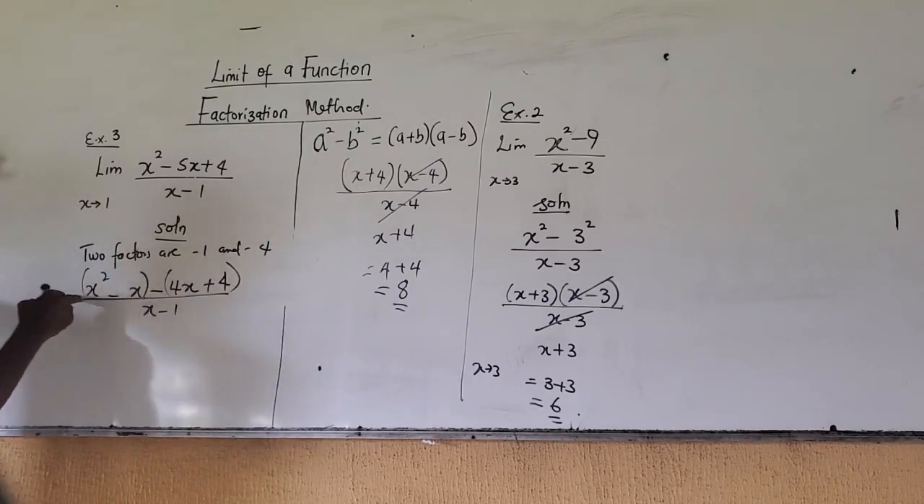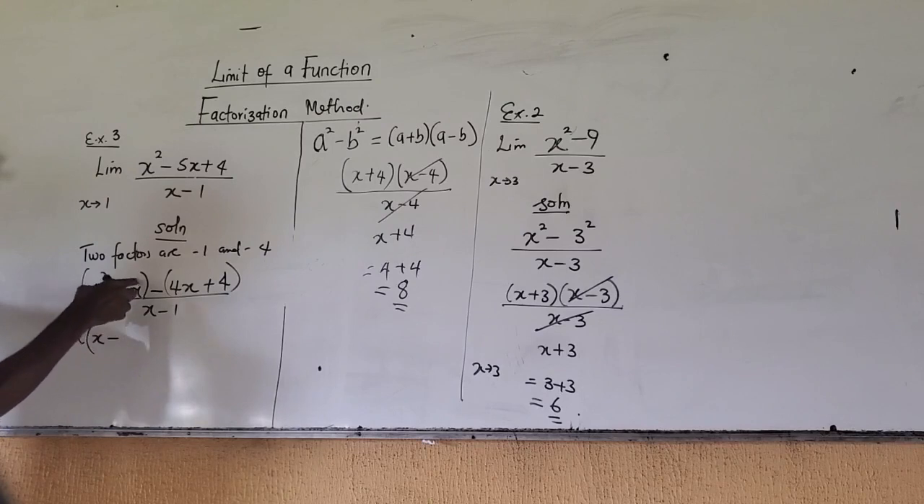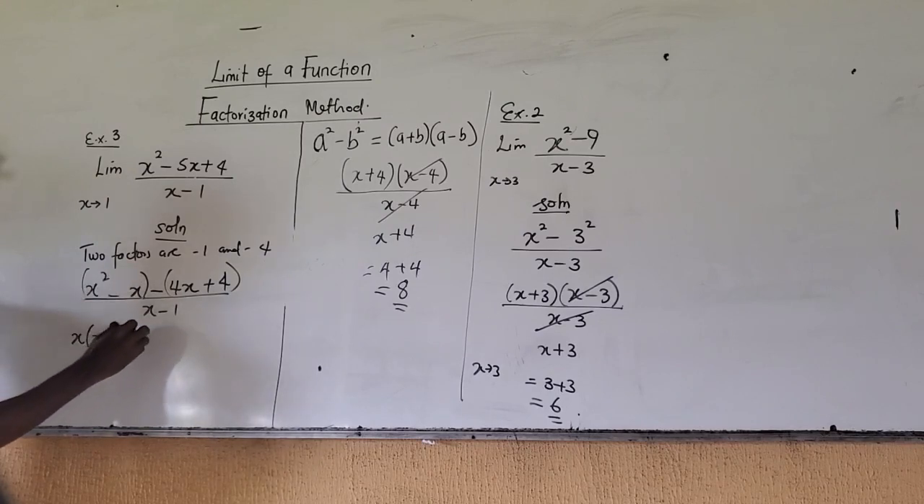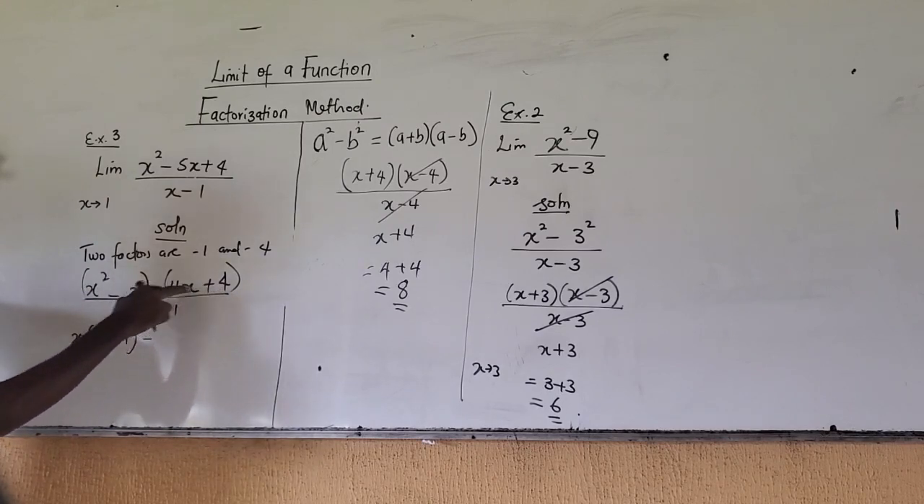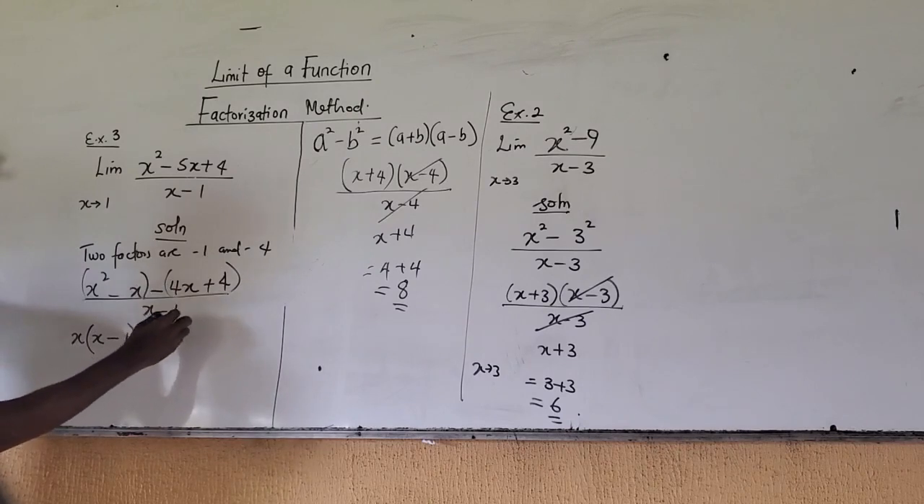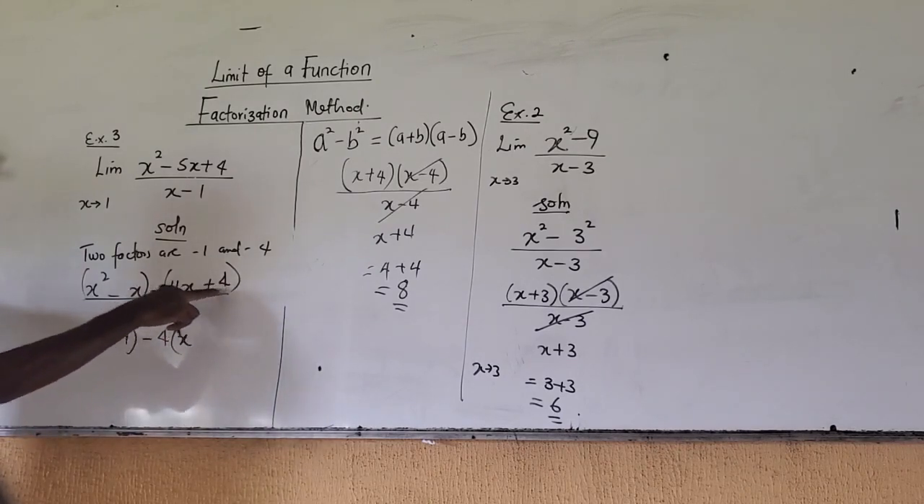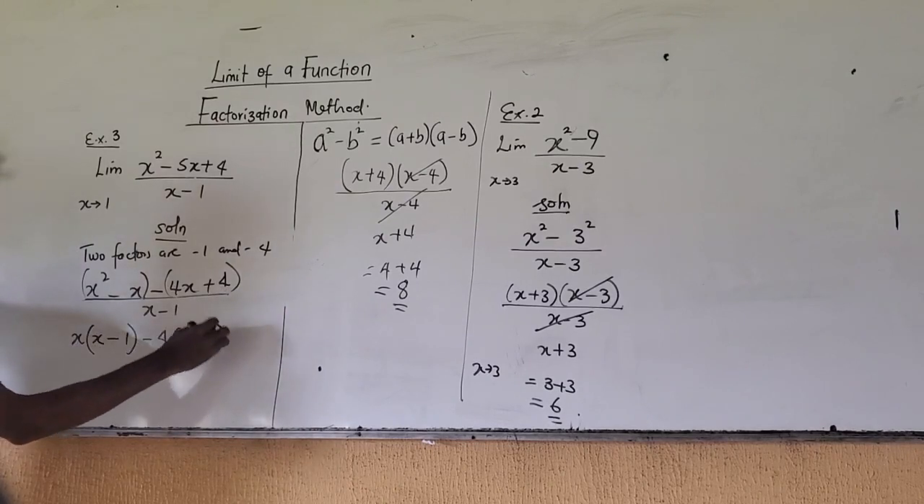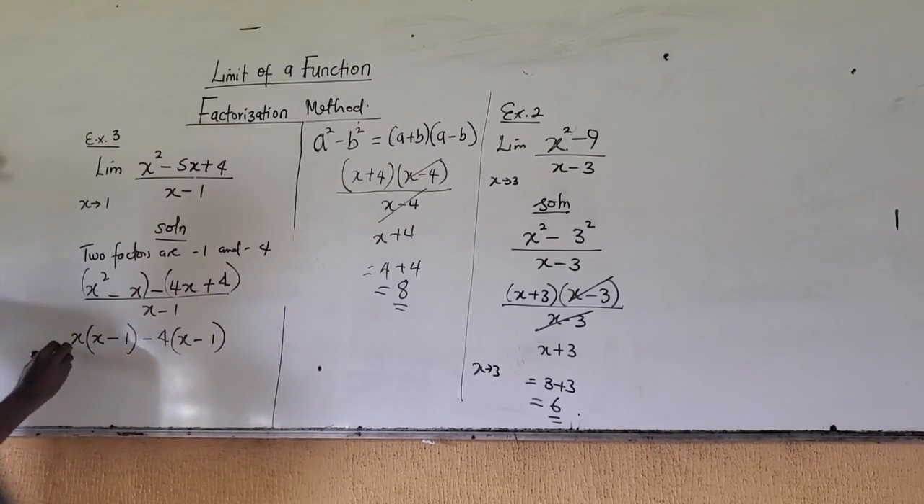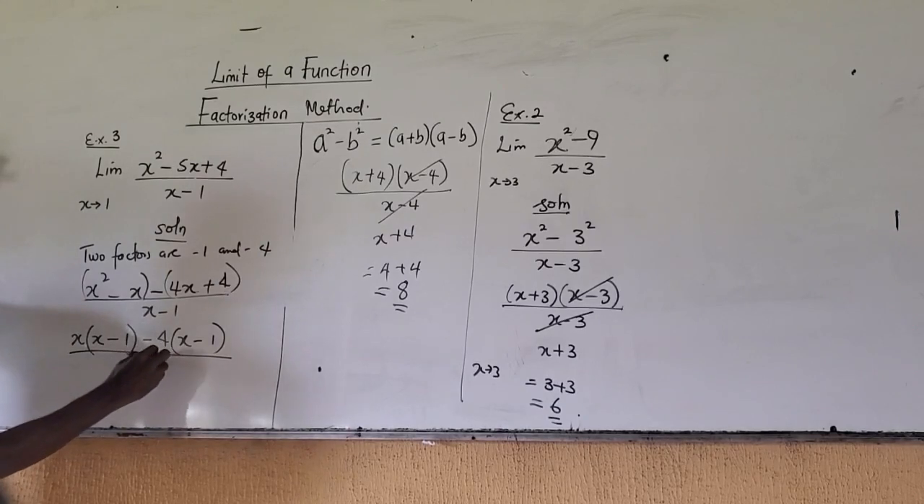x is common here. So we factorize, take x outside the bracket. x squared divided by x, I'm left with x. x divided by x, I'm left with 1. 4 is common here. Take minus 4 outside the bracket. Minus 4x divided by minus 4, I'm left with x. 4 divided by minus 4 is minus 1. All over the denominator, x minus 1.